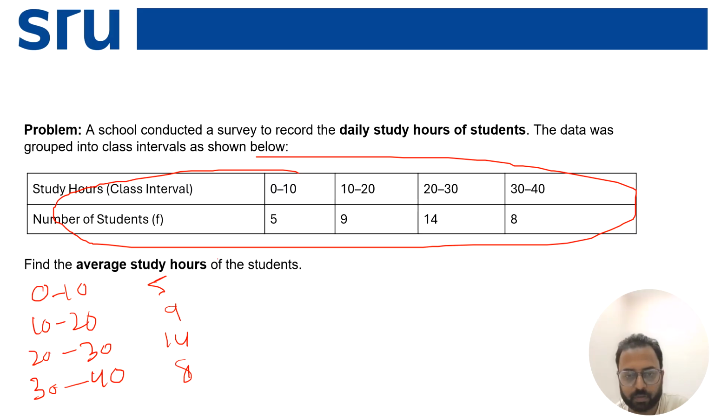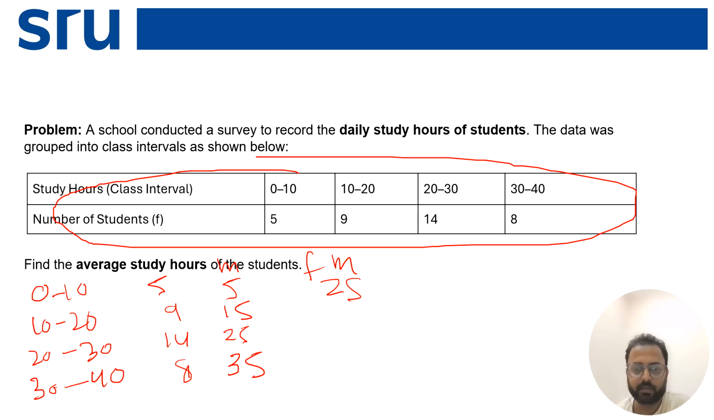We find the mid value, the midpoint. The midpoint of 0 to 10 is 5, and the midpoint of 10 to 20 is 10 plus 20, lower value plus upper value, divided by 2. So the midpoint is 15, and the midpoint of the next is 25. The midpoint of the last interval, 30 plus 40, is 35. Next we find f into m. 5 into 5 is 25. Next, 15 into 9 is 135.